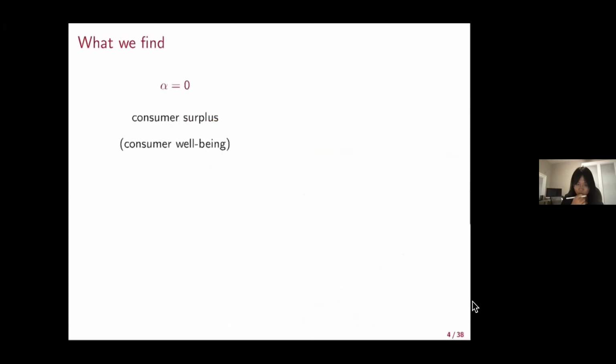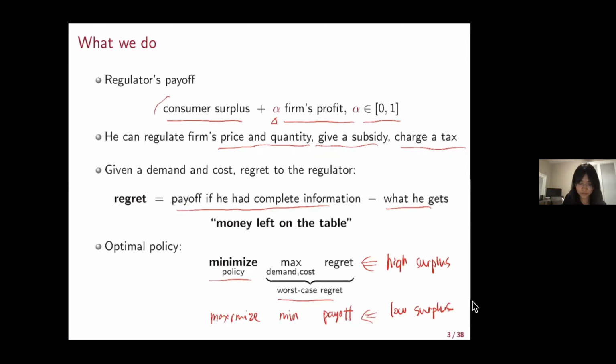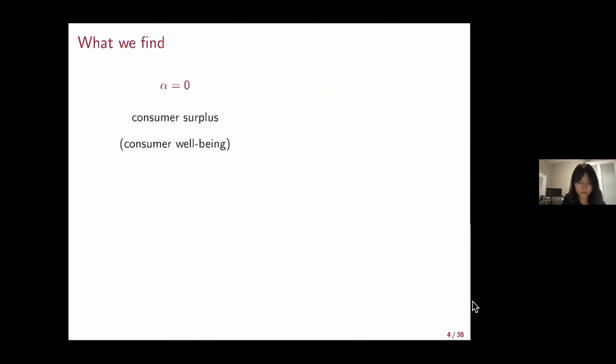Okay, before going to the model, I want to have a very quick overview of what we got. So I will talk about the two extreme payoffs of the regulator. Remember that the regulator's payoff is consumer surplus plus alpha times firm's profit. So when alpha is equal to 0, the regulator's payoff is consumer surplus. In this case, he is solely concerned about consumer well-being. He wants to redistribute, right? And we show that the optimal policy is simply to impose a price cap.